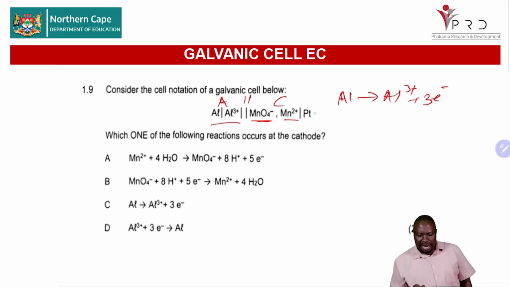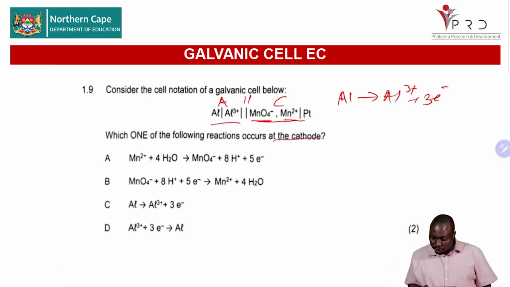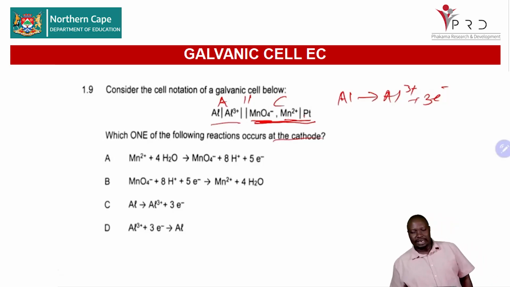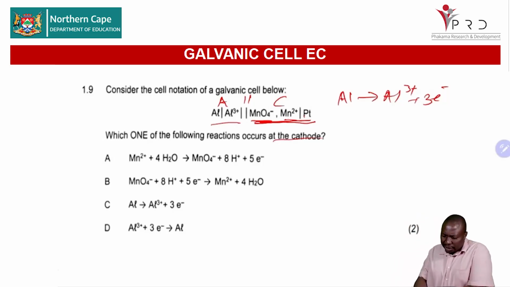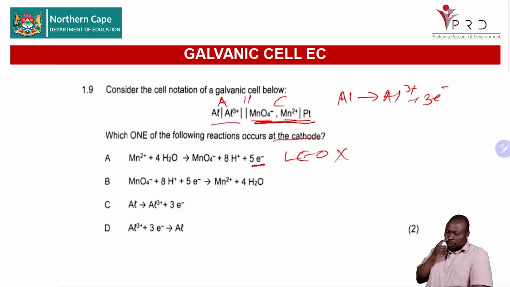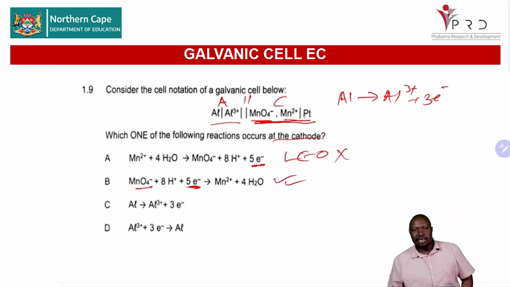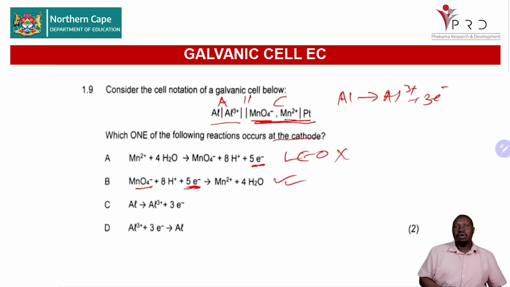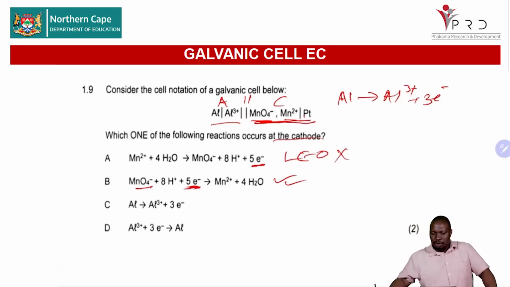Now, which one of the following occurs at the cathode? So at the cathode, we know this is what is happening: MnO4 minus forming Mn2 plus. So now, at the cathode, we gain, we don't lose electrons. If we check here, you can see that the electrons are on the product side, which means this is loss of electrons. And this happens at the anode, so this is wrong. On the cathode, we don't lose electrons, which means we gain electrons at the cathode. So your obvious choice is number B, because that's where we have gaining of electrons. Then you collected your marks and you are able to move.